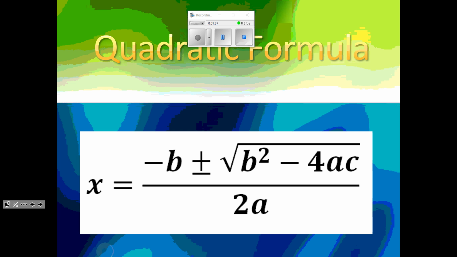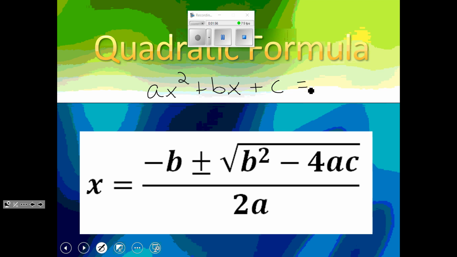And everybody says, okay, that's fine and dandy, as long as we know what a, b, and c are equal to. So when you're looking at a quadratic equation, it will be in this form: ax squared plus bx plus c is equal to 0. So step number 1, you have to set it equal to 0. The a will be the coefficient, or the number in front of the x squared. The b will be the coefficient, or the number in front of the x. And the c will be your constant that's at the end, okay?